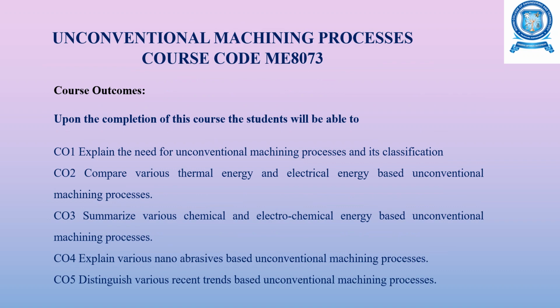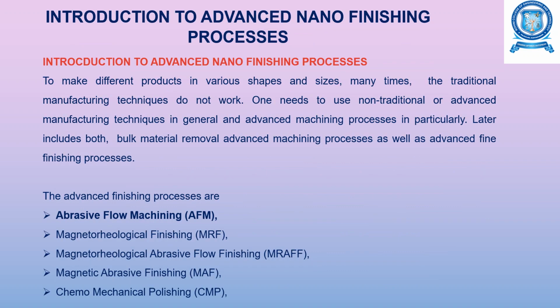And the students will be able to compare various thermal energy and electrical energy based unconventional machining processes from unit 2. And from unit 3, the students will be able to summarize various chemical and electrochemical energy-based unconventional machining processes. And from unit 4, the students will be able to explain various nano abrasives-based unconventional machining processes. And from unit 5, the students will be able to distinguish various recent trends-based unconventional machining processes.